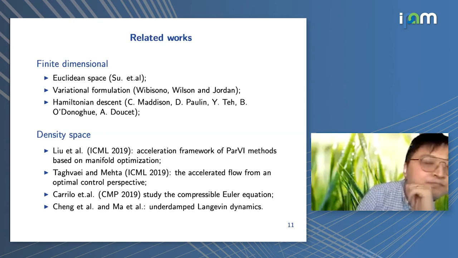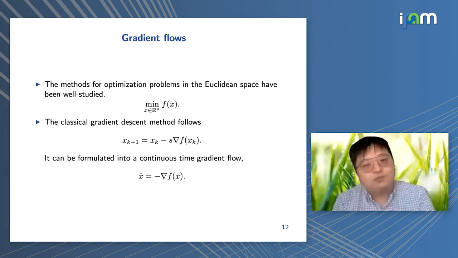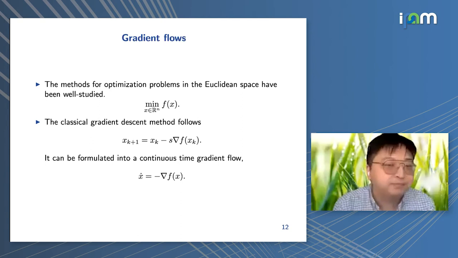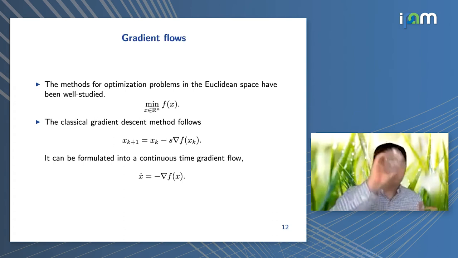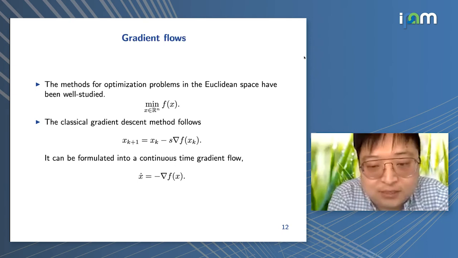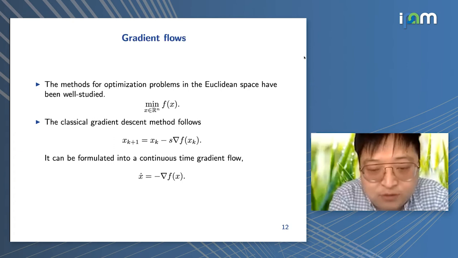What is a gradient flow? Gradient flow means you want to minimize some function. Let's work on Euclidean space first, then apply all the logic from Euclidean space to the infinite-dimensional setting and work on a particular Hamiltonian system we are interested in. So we minimize f(x) over x in R^n. Classical gradient descent means x_{k+1} equals x_k minus s, the step size, times the gradient of f at x_k. It can be formulated as a continuous-time gradient flow, which means x dot equals negative gradient f(x).